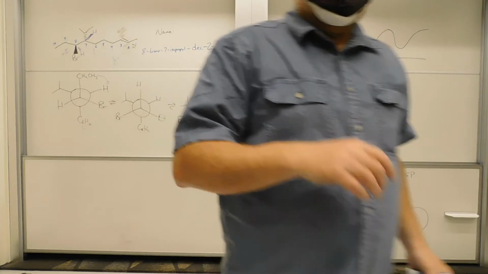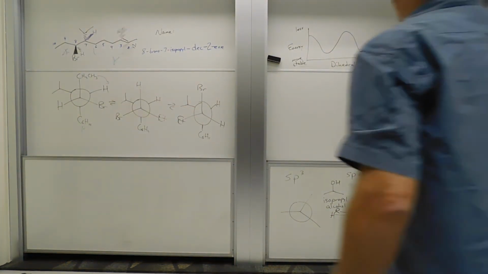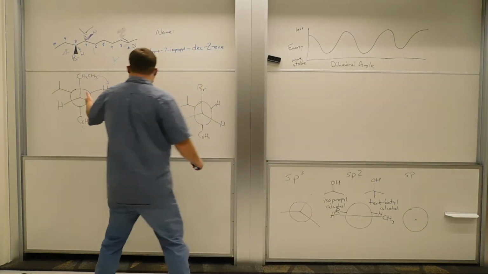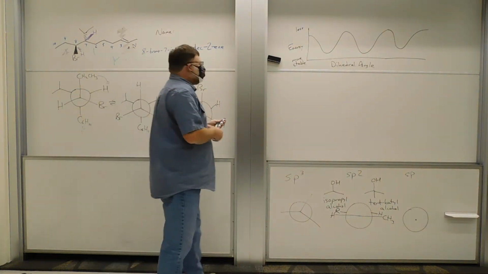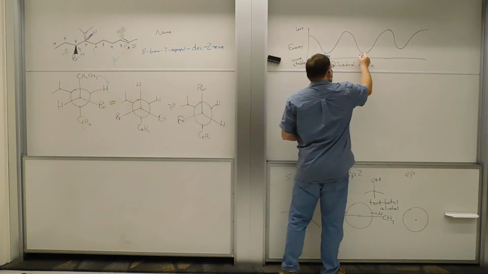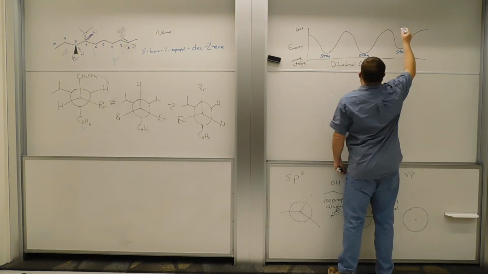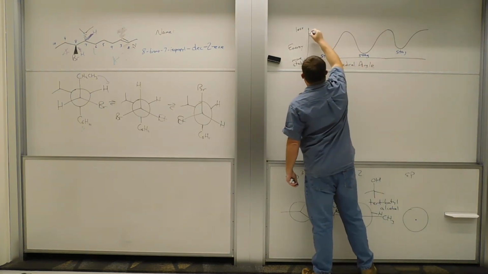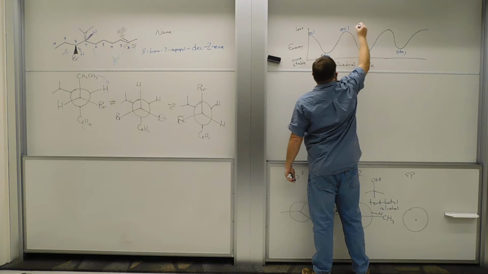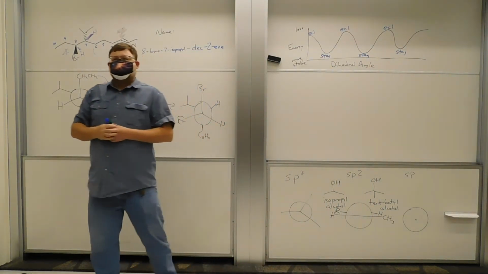I'll define dihedral angle here in a minute, see if it's on the screen. That's on the screen. Cool. All right. So as we go here, the staggered conformations are these low energy conformations. The eclipse conformations are at the high points.